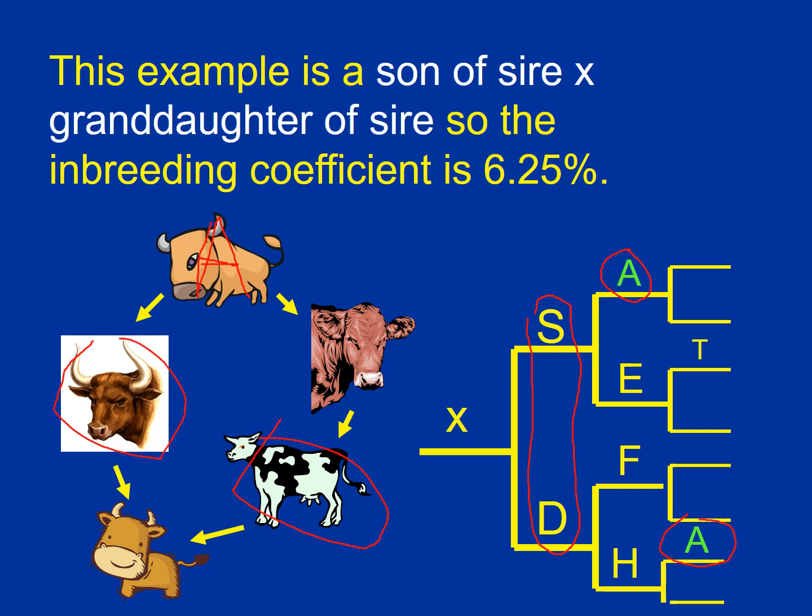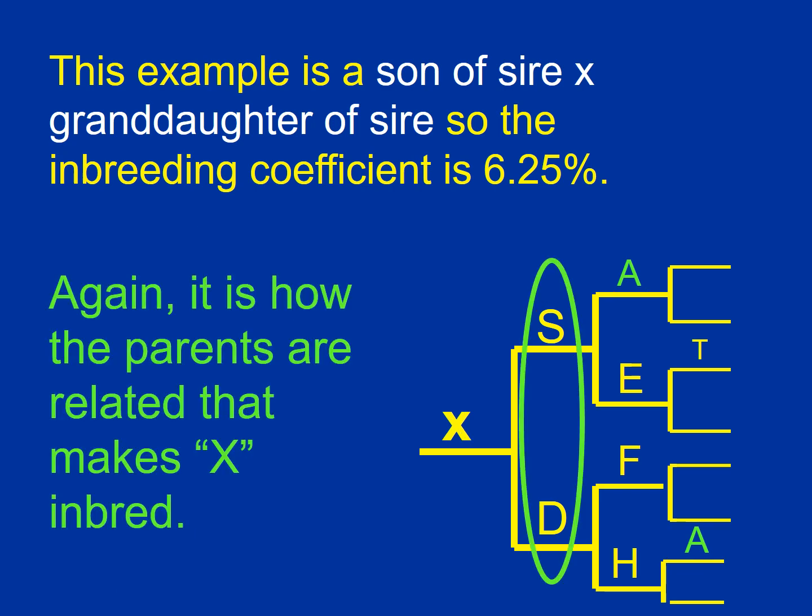And here's the granddaughter. And this individual here is going to be inbred by 6.25%. Probably higher than we would a lot of times like, but not terrible. And again, it's how the parents are related that's going to make X inbred.